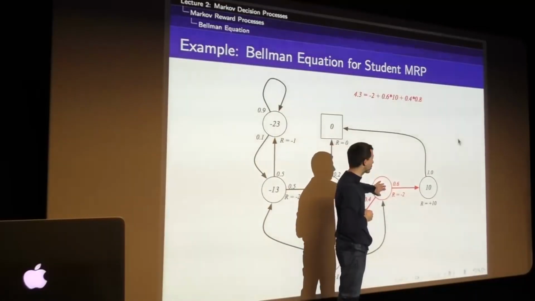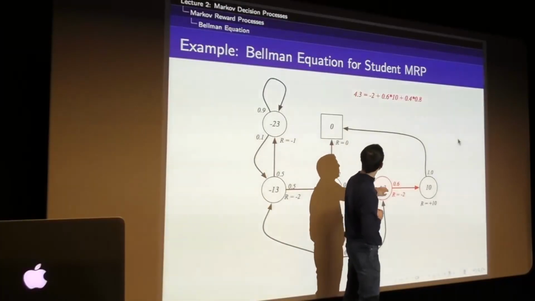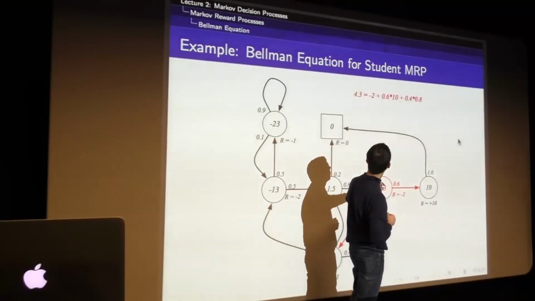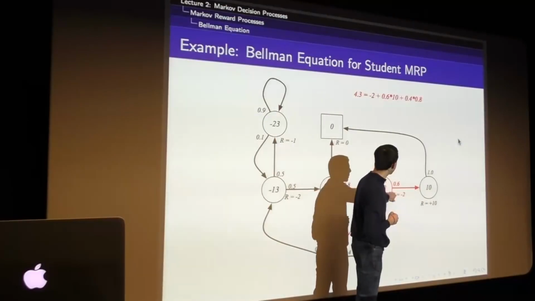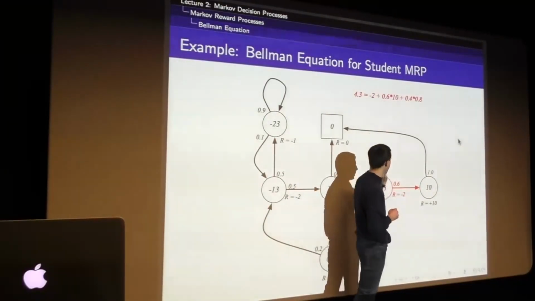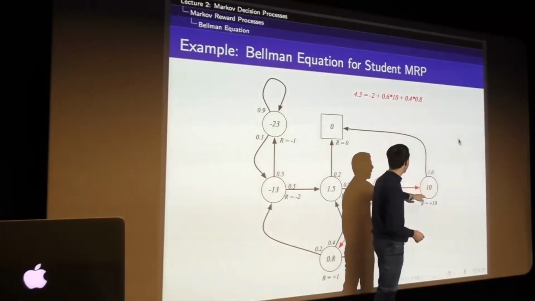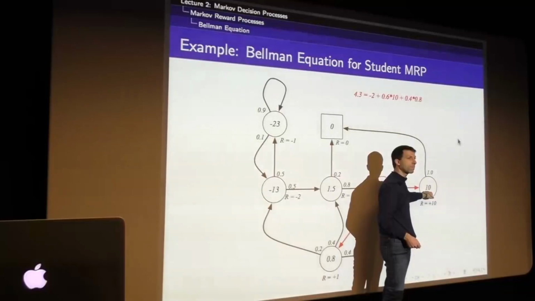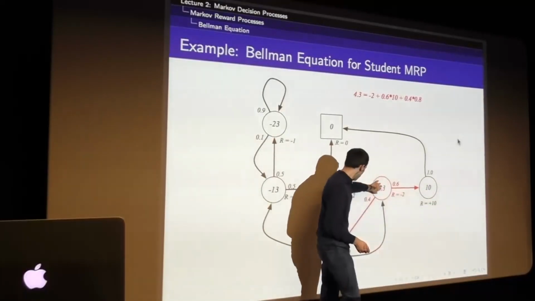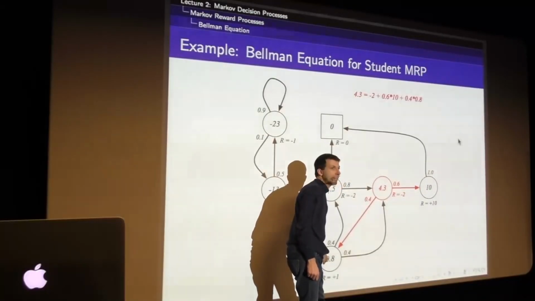Well, from here, there are two things which could happen. We're going to get -2 immediate reward no matter what happens. Okay, that's this -2 here. And then with 0.6 probability, you're going to move through to the next class and end up somewhere with a value of 10. But there's also 0.4 probability that you'll go to the pub and you'll end up in this state which had a value of 0.8.